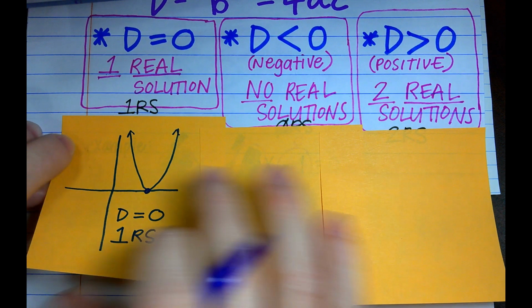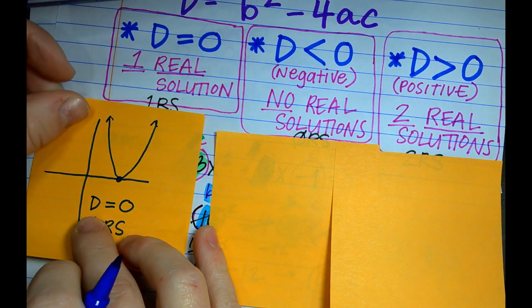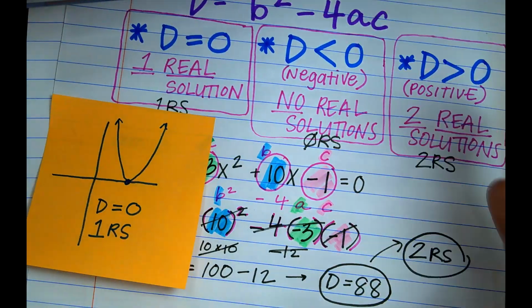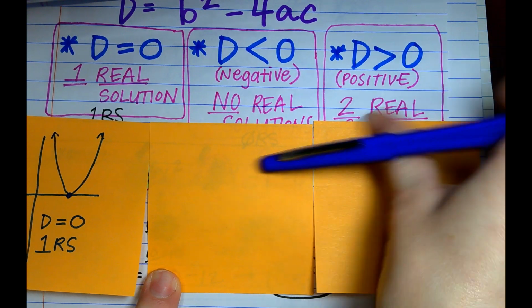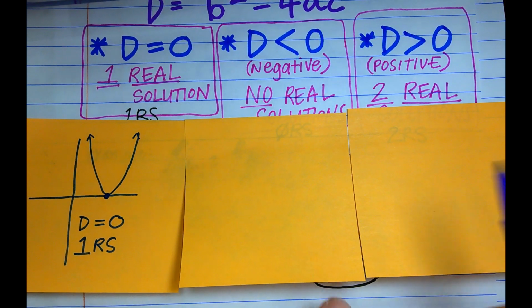Okay, let me actually scoot that over just a tiny bit so I got a little more room for the others. Okay, so that's what that graph would look like.